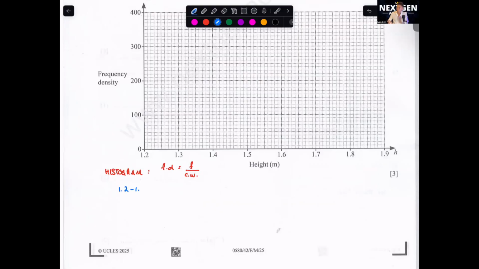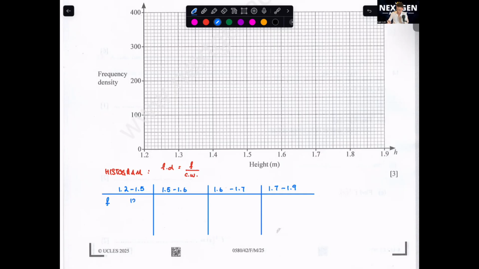So from 1.2 to 1.5, 1.5 to 1.6, 1.6 to 1.7, then 1.7 to 1.9. What will be the working? We need to find the frequency. Frequency here is given to us, which is 12, 20, 34, 14. You don't have to draw the table out, just show your working, enough already.